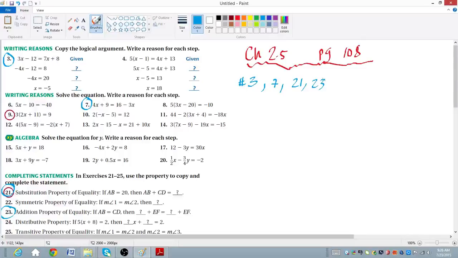This is chapter 2.5, page 108. I'm going to do number 3, number 7, number 21, and number 23. So let's start with number 3.